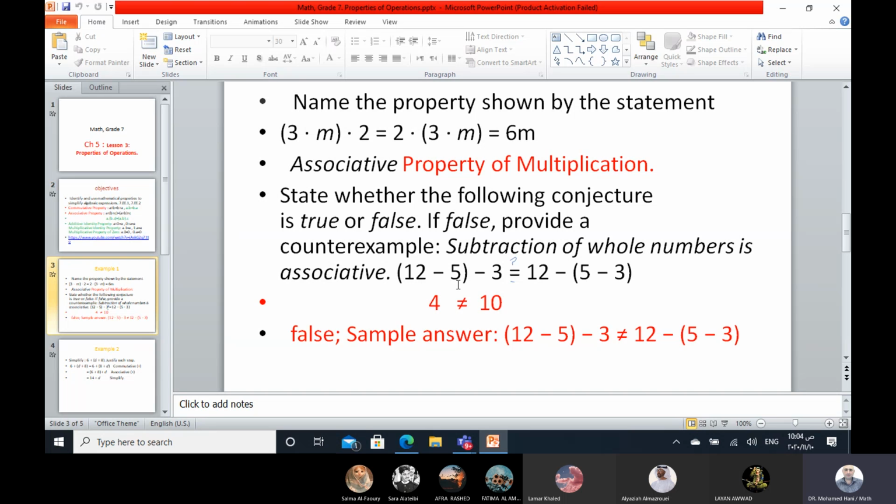So here, 12 minus 5 will be 7. 7 minus 3 will be 4. And here, 5 minus 3 will be 2. 12 minus 2 will be 10. Is 4 equal to 10? Not equal. So we cannot use associative for subtraction or for division. We can only use associative for addition and multiplication. So this statement is false because between parentheses 12 minus 5, minus 3 is not equal to 12 minus, between parentheses, 5 minus 3. Who has any question here?